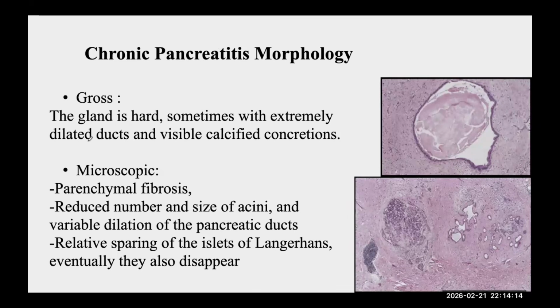Now, morphology. So grossly, the gland's going to be hard, sometimes extremely dilated ducts, and visible calcified concretions. And it's clear why. Microscopically, if you see these pictures, you can clearly see an extensive amount of fibrosis. And you can see the fibrosis everywhere. There is reduced number and size of acini, variable dilations of the pancreatic duct. Now, there is relative sparing of the islets of Langerhans, however. In more extensive cases, they will eventually also disappear, and that's when the endocrine function of the pancreas will be affected.